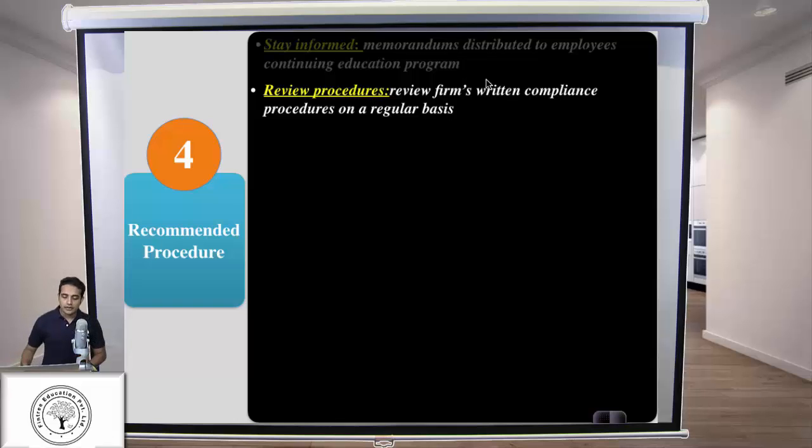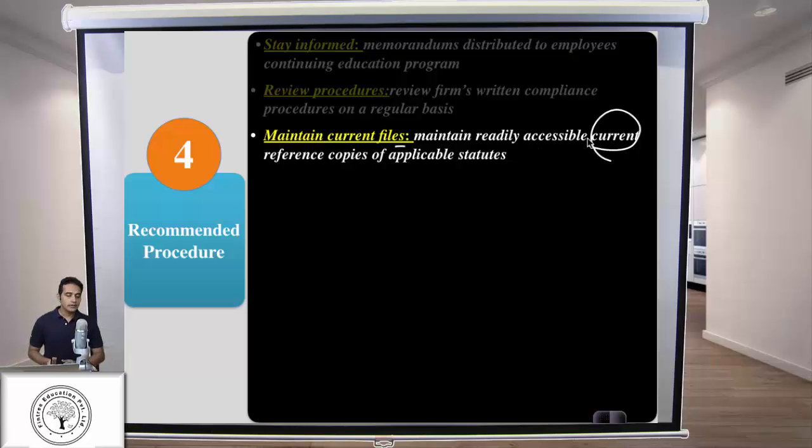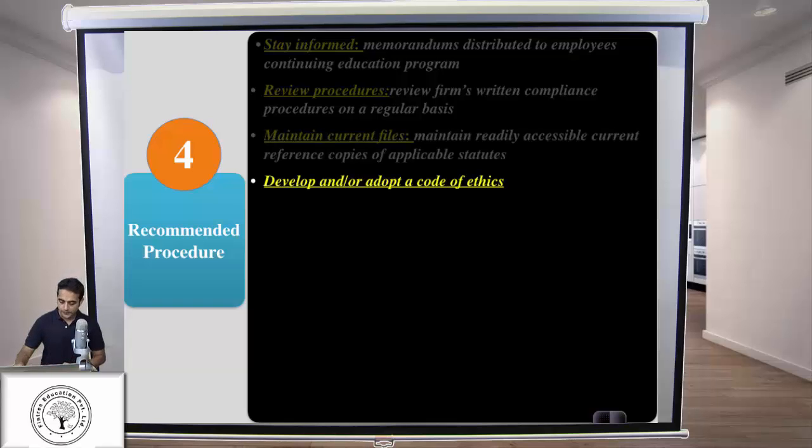Review procedure. Review the firm's written compliance procedure on a regular basis. Every firm will have a written policy about how they comply with the law, so review that policy regularly. Third, maintain current files. If the regulations are changing, you should have the latest laws available in your office for your employees to access.